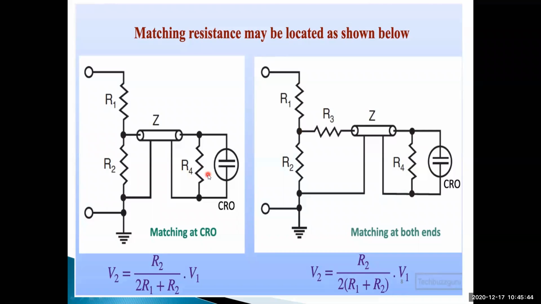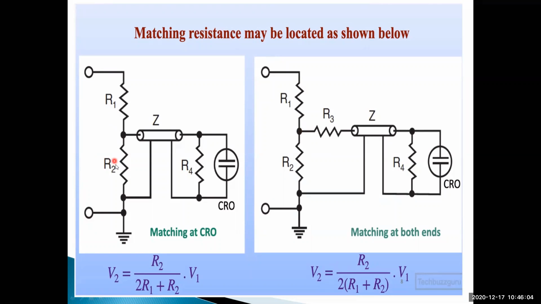Here the matching resistance is at only one end. All of you draw the circuit. Now consider the matching resistance at both ends, here and here. In that case you will get VT equals R2 divided by 2 times R1 plus R2, times V1. It's completed.